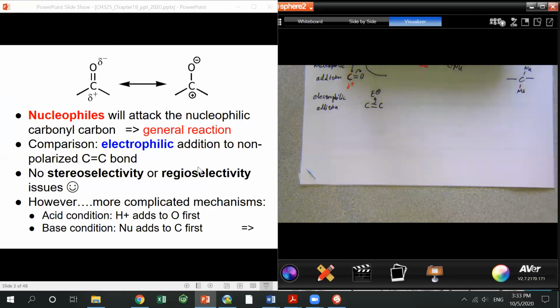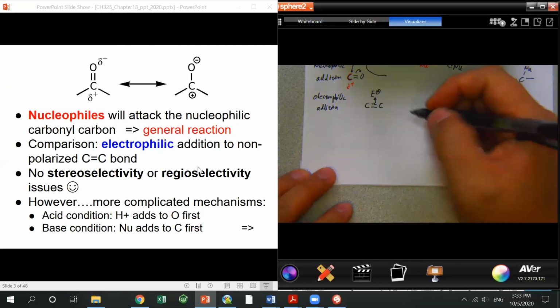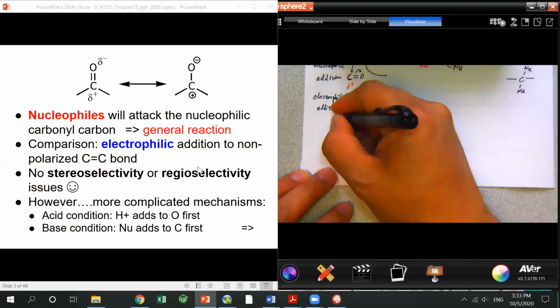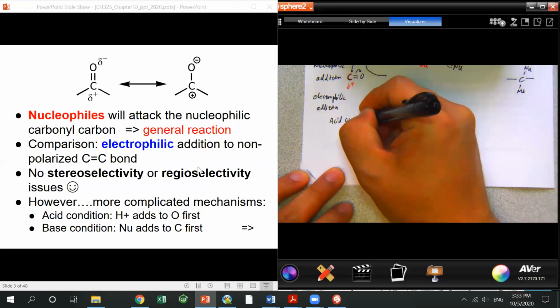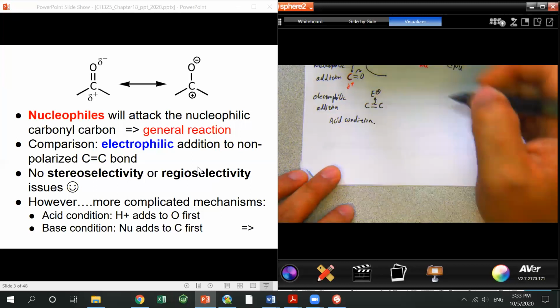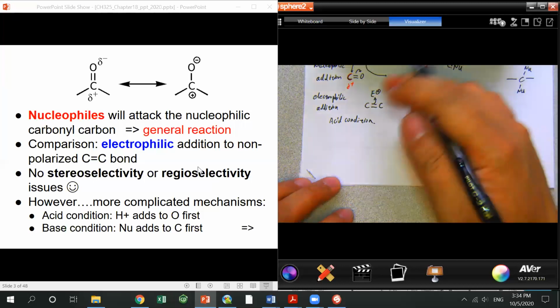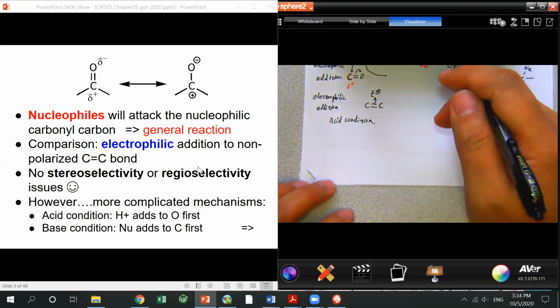For the mechanism of the nucleophilic addition reactions, they can be carried out under either acidic or basic conditions. We'll draw them one by one so you can have a little bit of an idea of what's going on. For all the conditions, the reactions are pretty much similar.